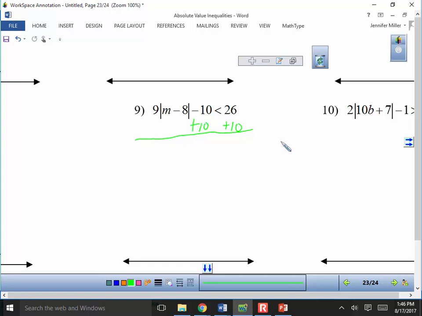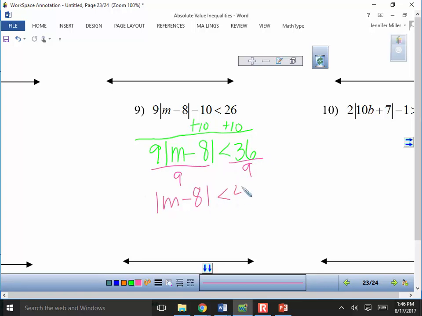That's probably one of the most common errors students make, is they try to just break it up from the beginning, and we can't do that. We've got to get the absolute value absolutely by itself, okay? So we add 10 to both sides, and that leaves us with 9 times the absolute value of m minus 8 is less than 36. And then what do we do to both sides now? Divide by 9, divide by 9. And that leaves us with the absolute value of m minus 8 is less than 4.